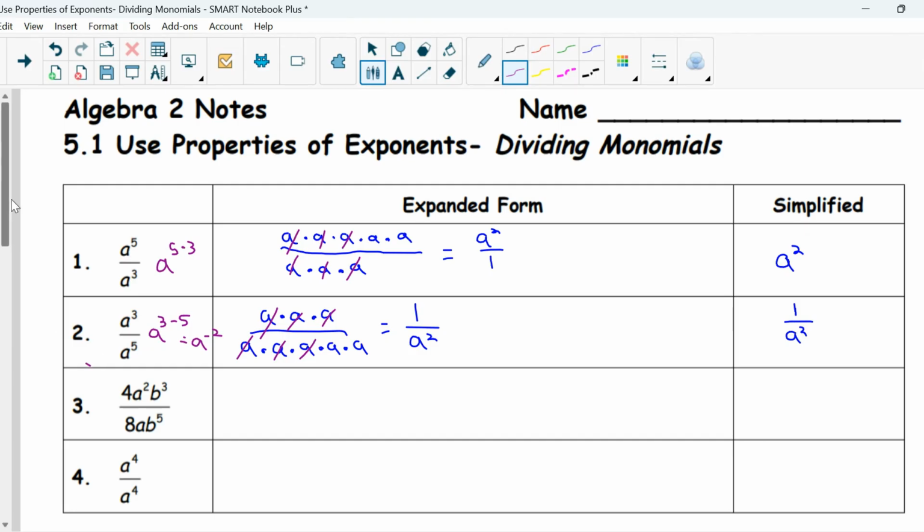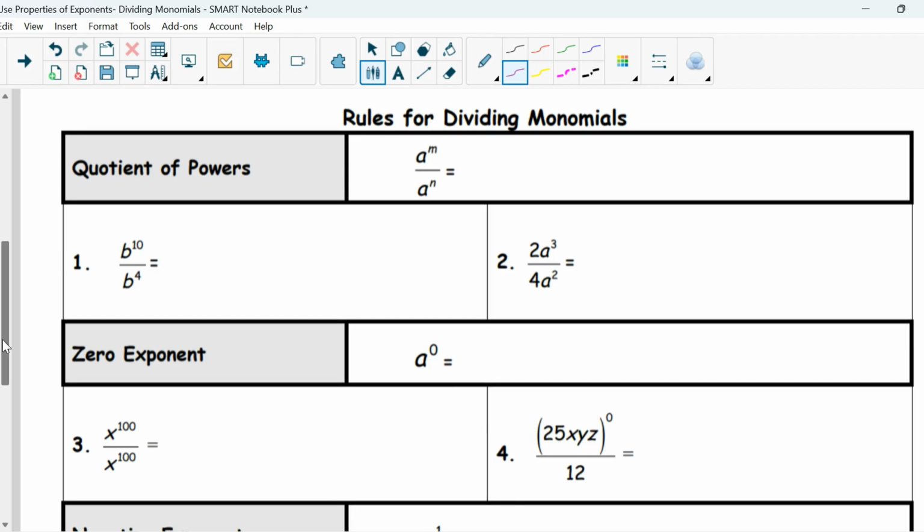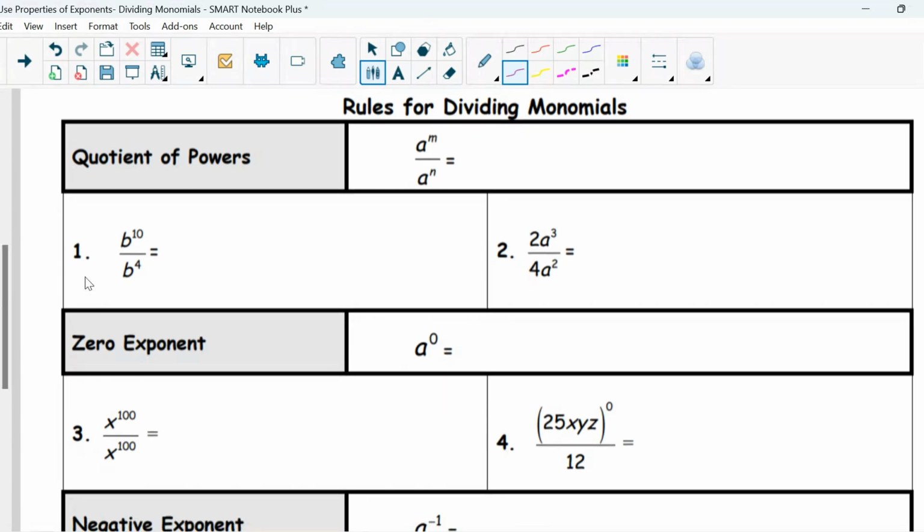Okay, let's look at the rules of dividing monomials. So we have the quotient of powers. We already talked about this. As long as our base is the same, we can subtract our denominator's exponent from our numerator's. So this is the same as saying a to the m minus n power. Okay, we'll do the right side on these examples to switch it up a little bit. So we have 2a cubed over 4a to the fourth.